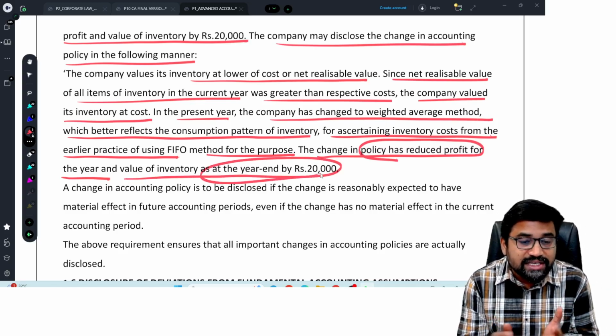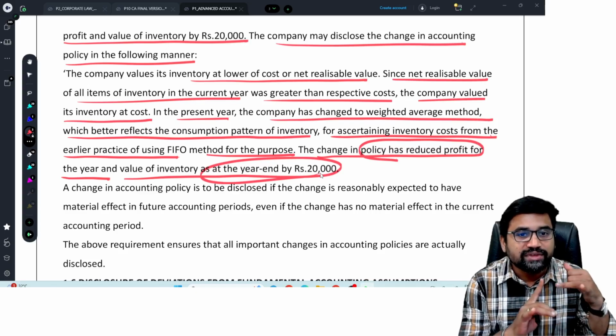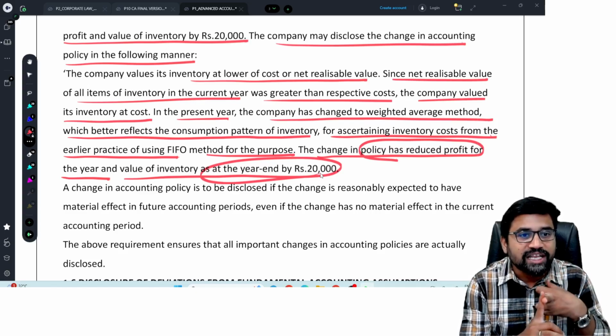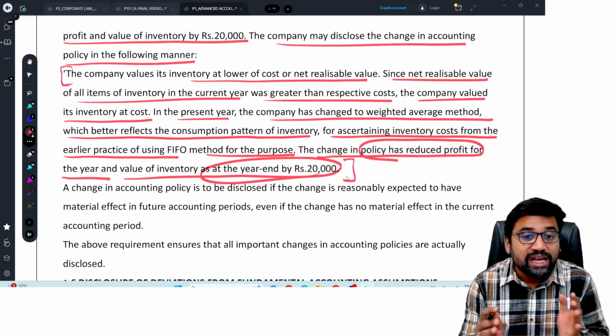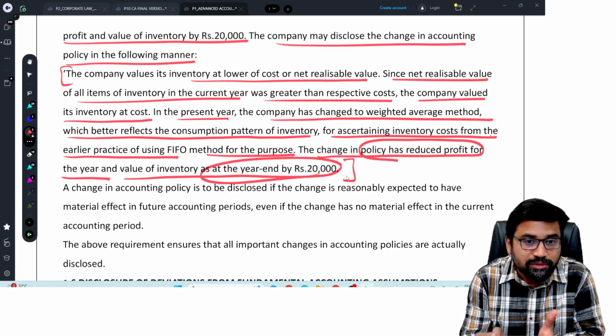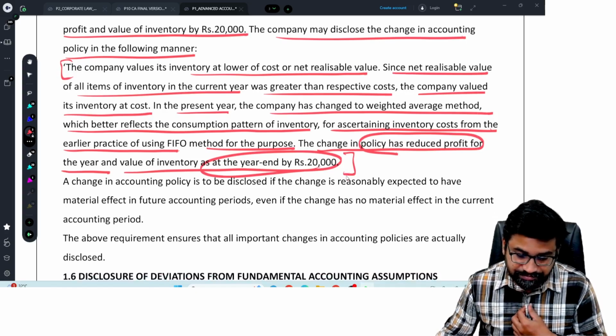So that is what we discussed now. Change in accounting policy, which is having a material effect, amount ascertainable, disclose it. So the entire meaning of this paragraph is only that. We are disclosing the amount because the effect is ascertainable.